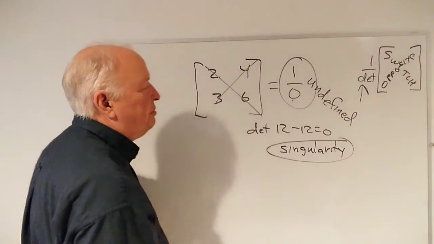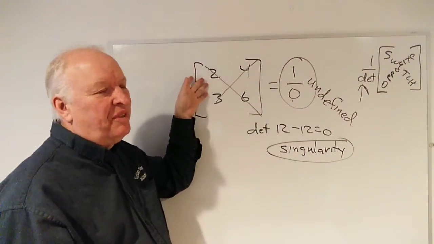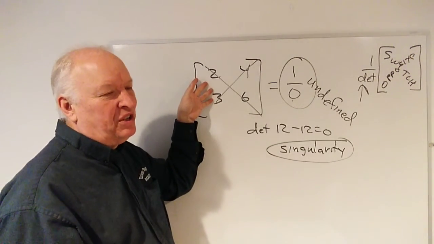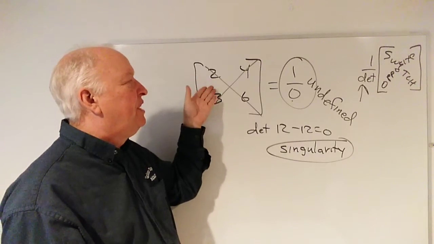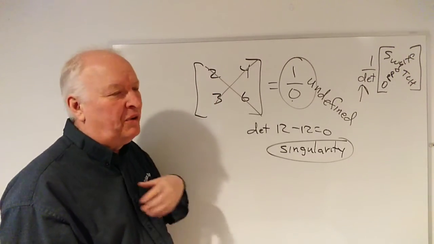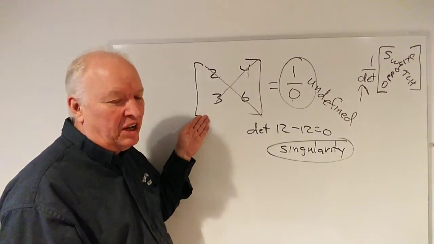Which either means that it could be part of a system that has no answer, or part of a system which has an infinite number of answers. We would have to have more information to be able to know that when we're using it in an application. So that's finding the inverse of a 2 by 2 matrix.